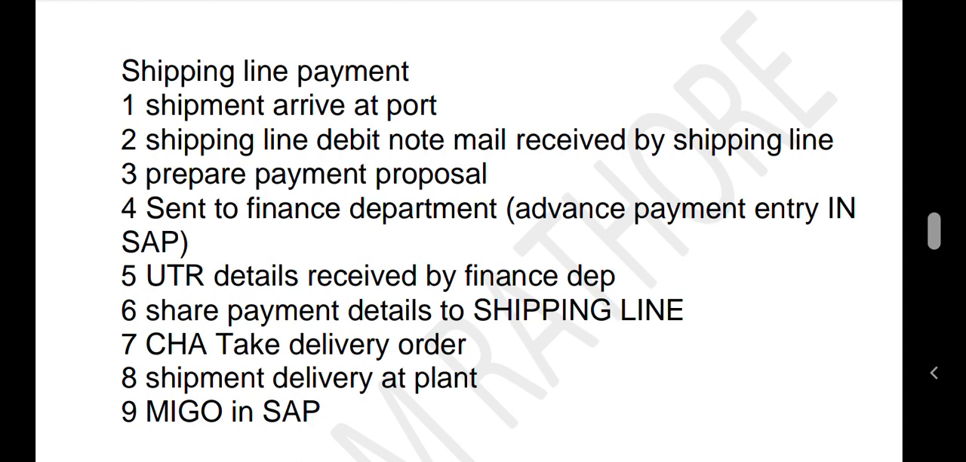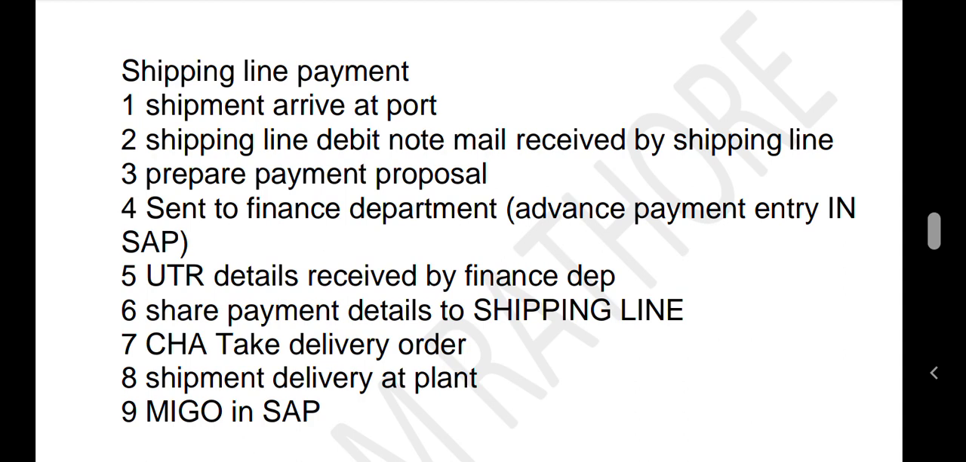the shipping line debit note is received through mail. Just as the shipment arrives at the port, the shipping line sends us the debit note, like an invoice for the freight, or detention charges, or the delivery order charges, which include detention plus freight. It depends on the terms. If the shipment is FOB and we are the importer, in that case we need to pay the freight of the shipment.